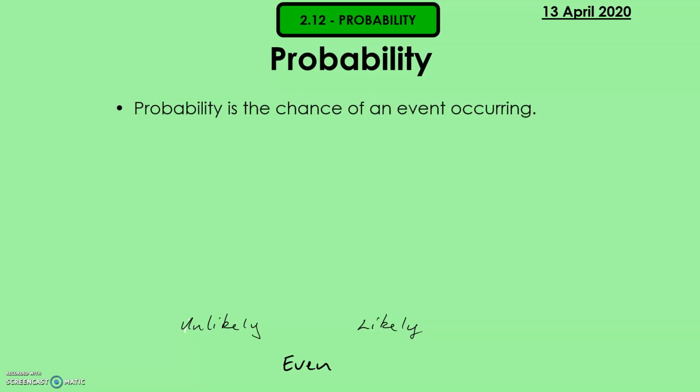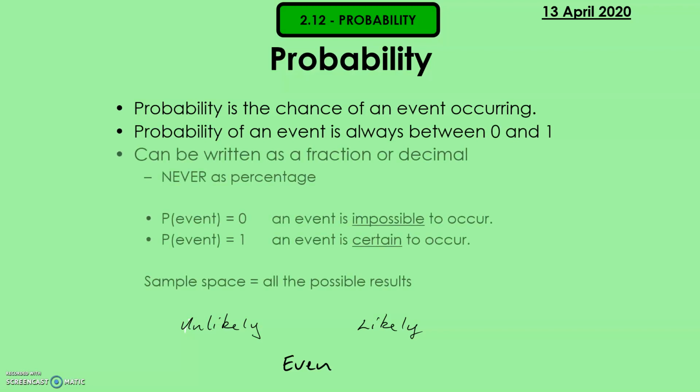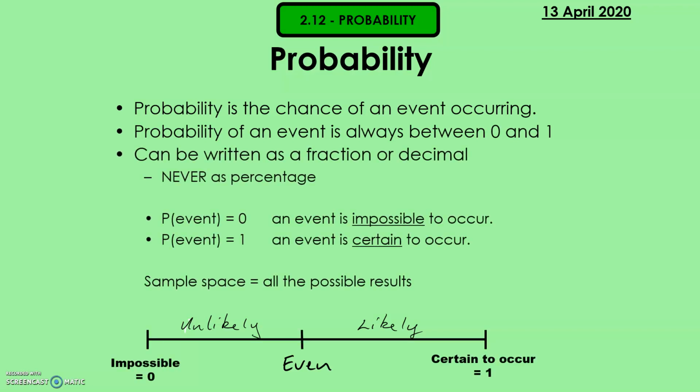So, looking at probability, all of this stuff should be revision for you from your previous years. Probability is the chance of an event occurring. So, we want to know what is the probability it's going to be sunny tomorrow, the probability you're going to hand in your homework, probability of anything.